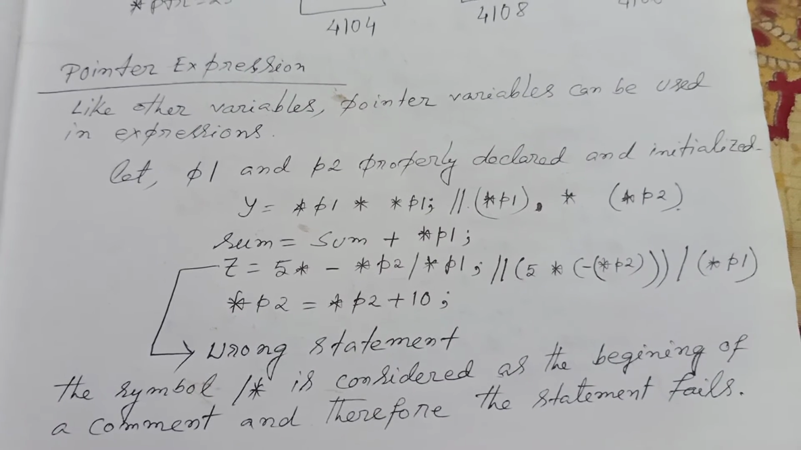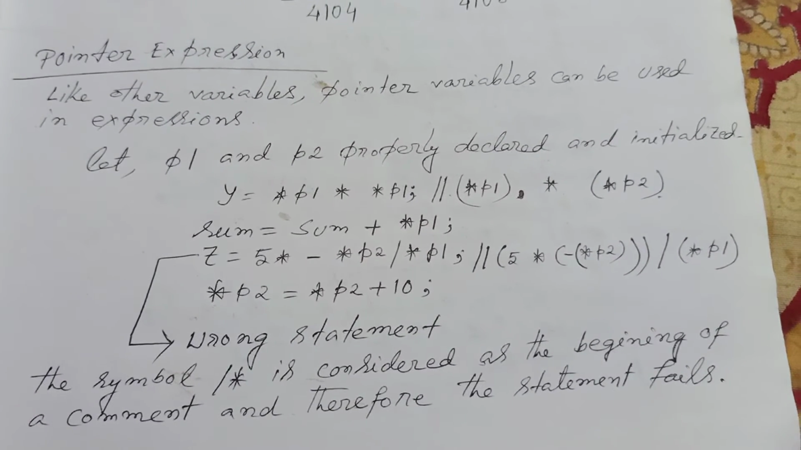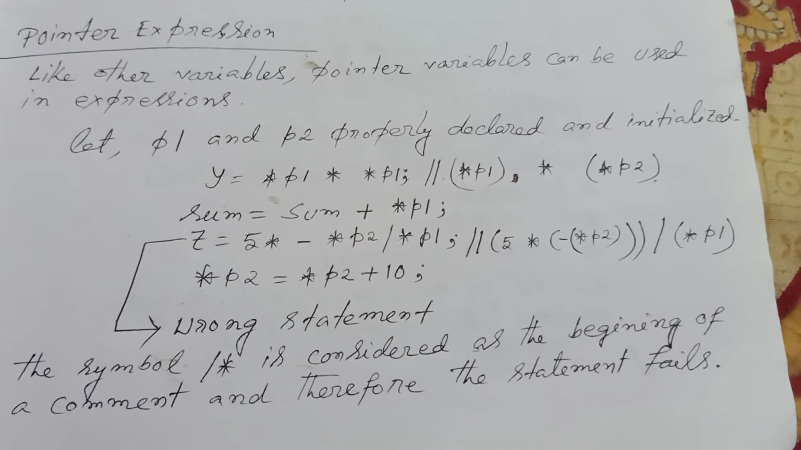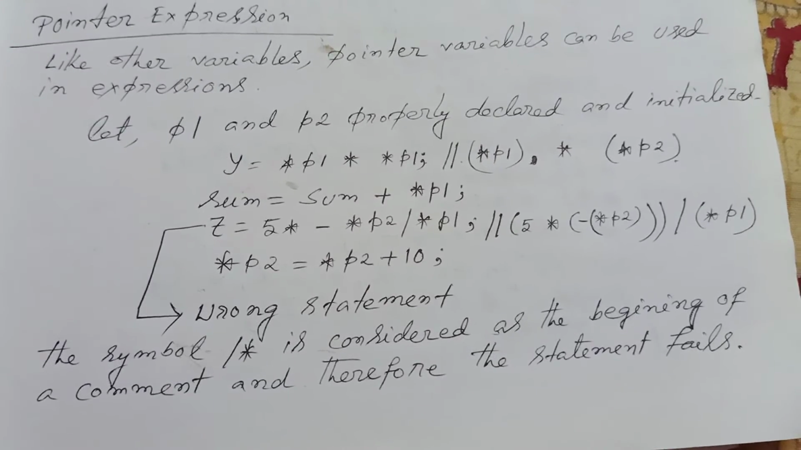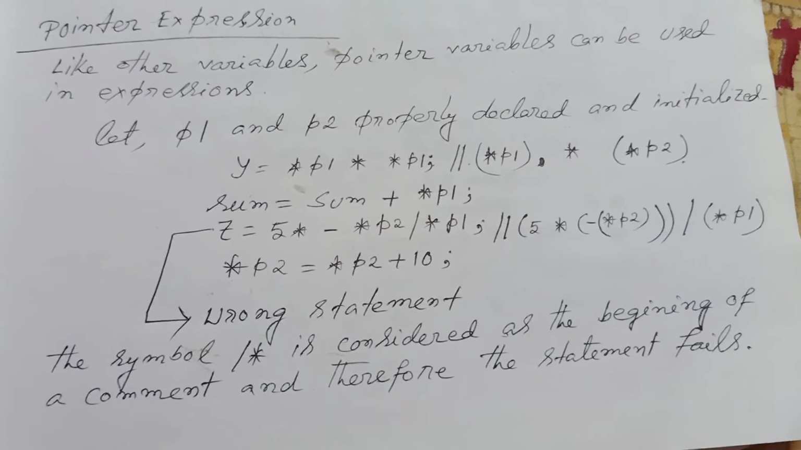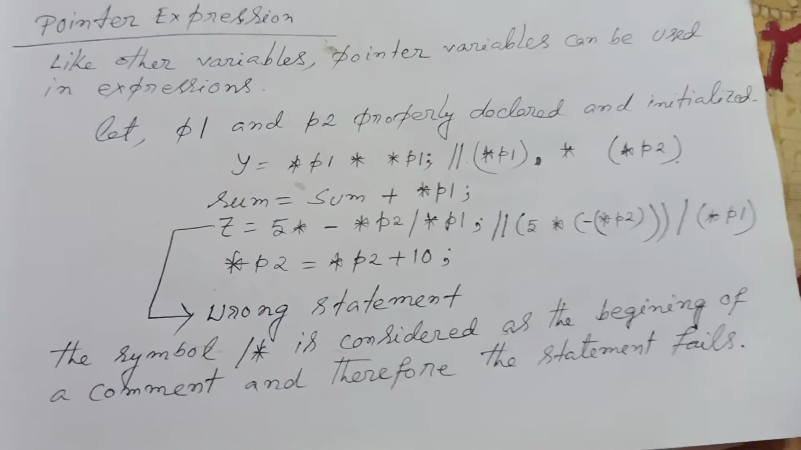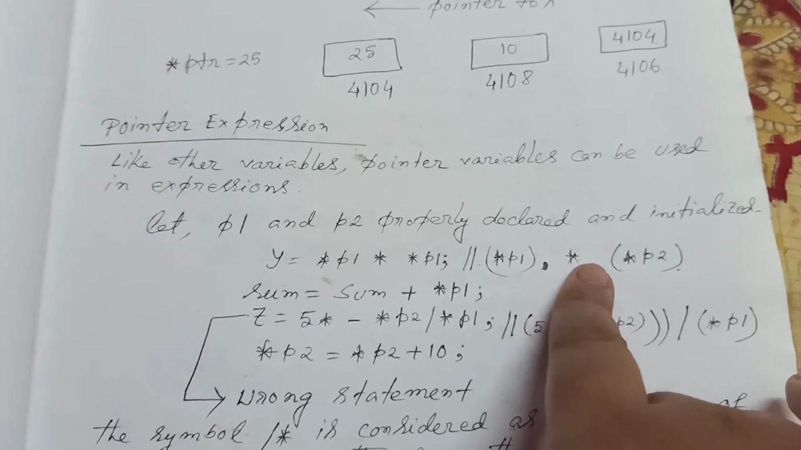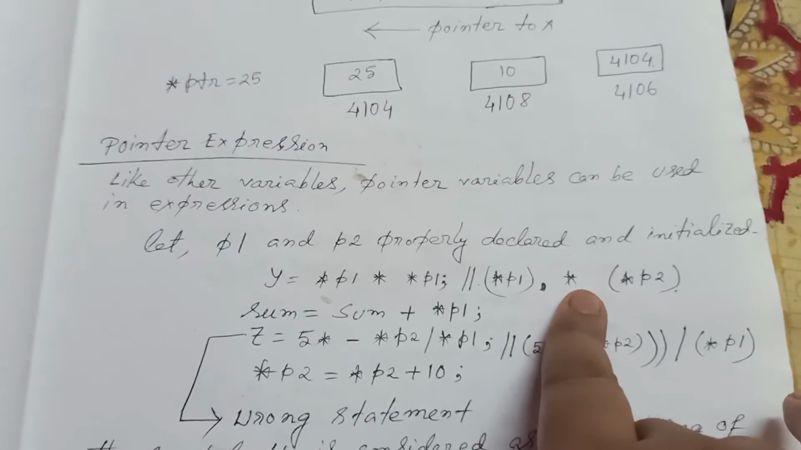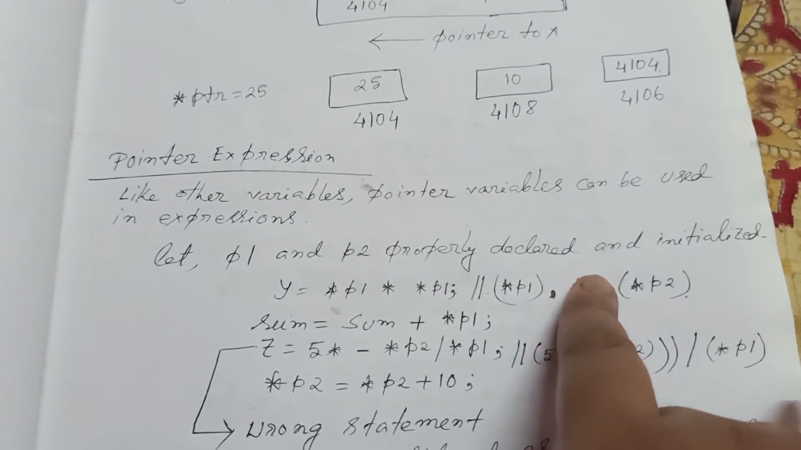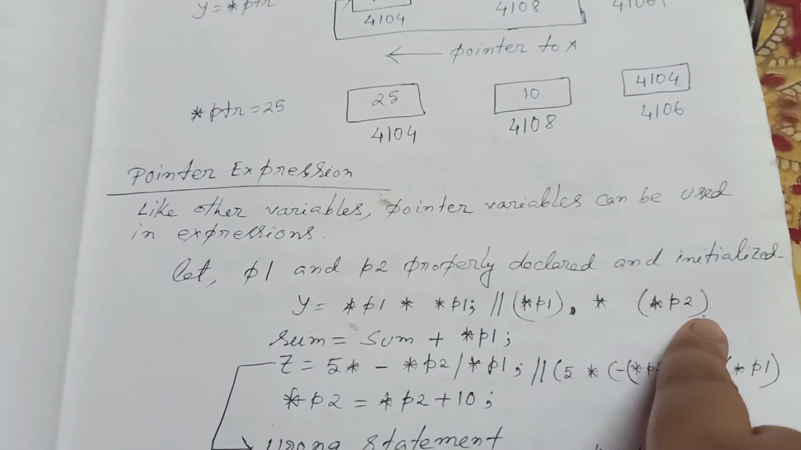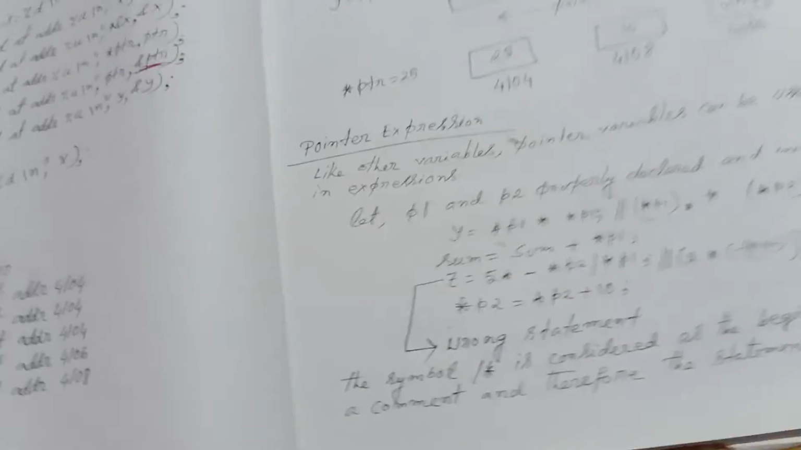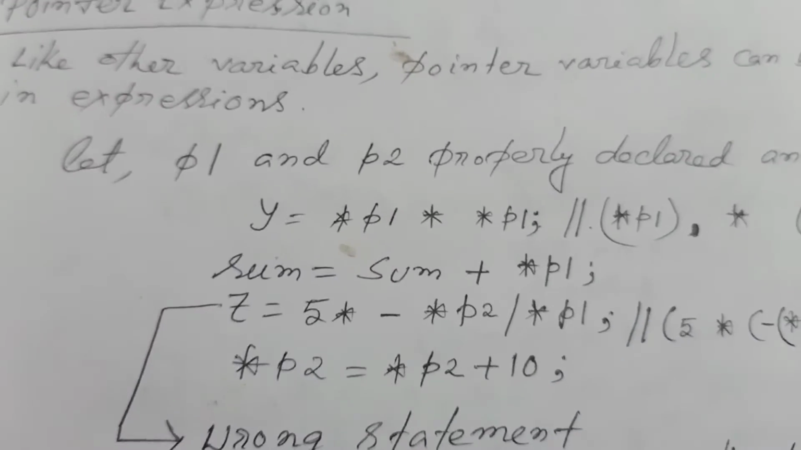Let P1 and P2 be properly declared and initialized. Y equal to *P1 into *P2. This expression should be written within brackets: (*P1), then a space, use asterisk as multiplication, then within brackets (*P2). In this way we can do the sum.